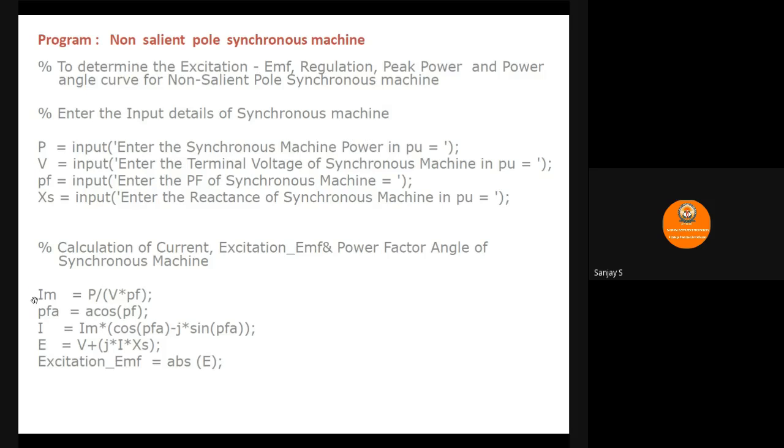Then you know the formula, I is nothing but P divided by V into power factor, because P is nothing but VI cos phi.